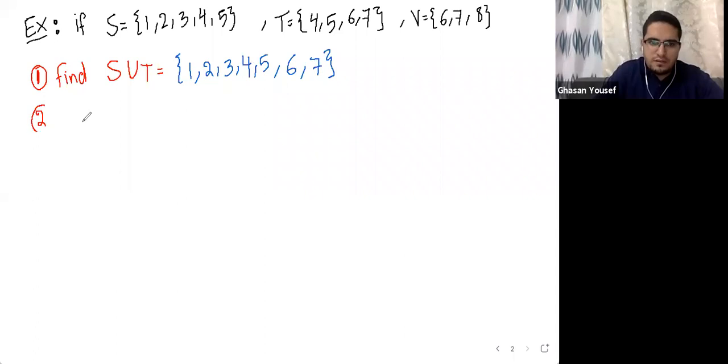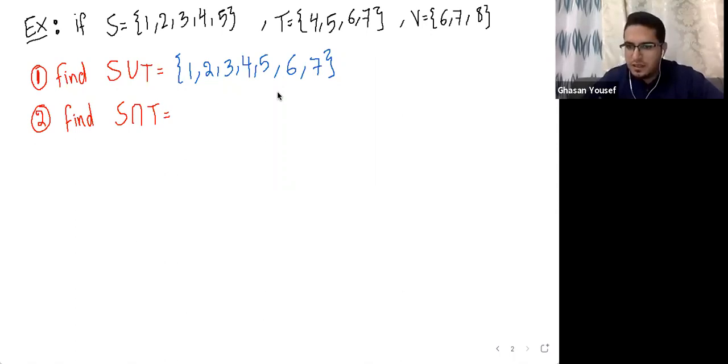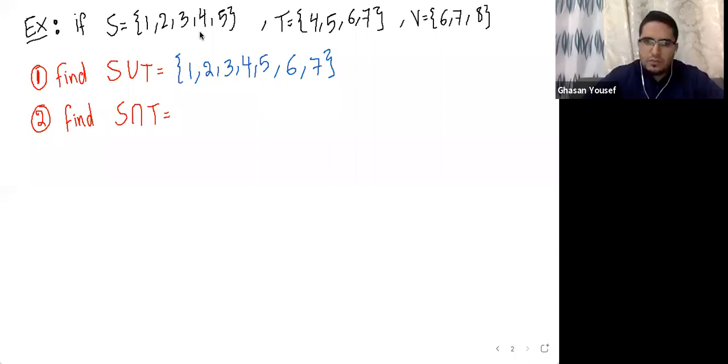Second one is the intersection. Find S intersect T. Here I get the question, just add the non-repeated numbers basically. Yes, exactly. You don't have to put the repeated one. You put the first set and you put the second set, but if there is a repeated element, you don't have to write it again. For the intersection, you have to find the common elements between both sets.